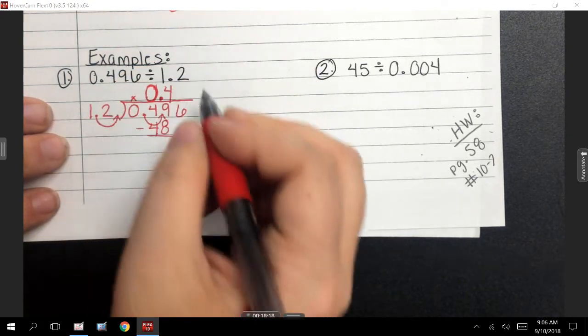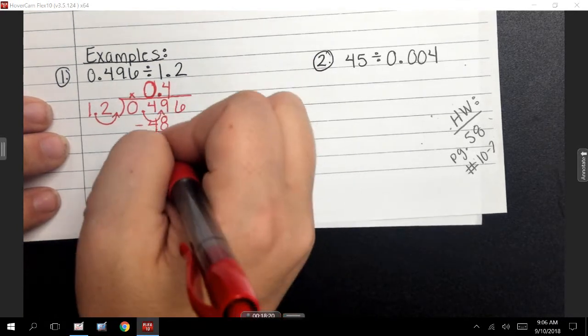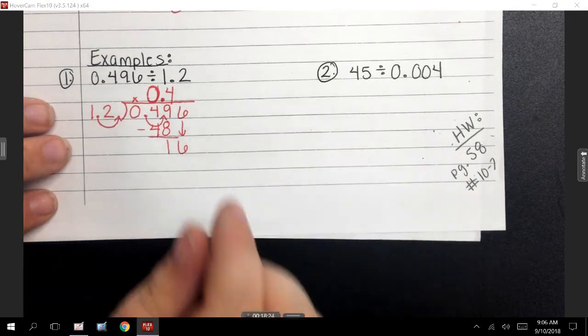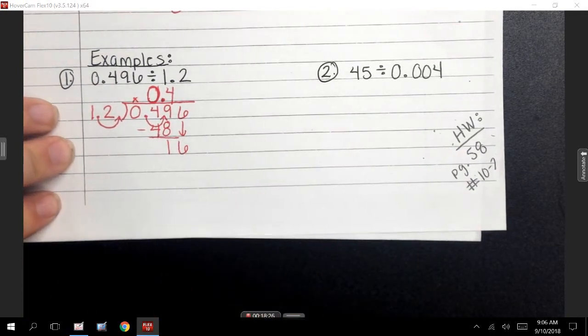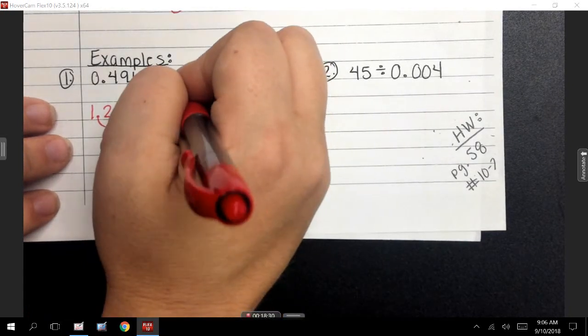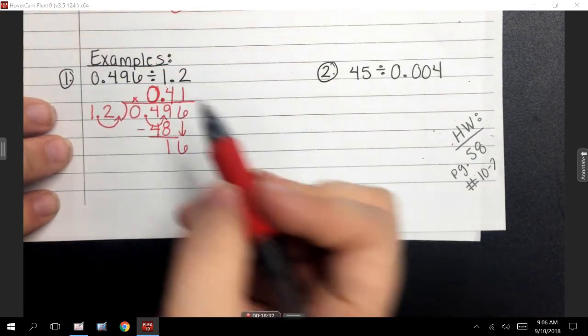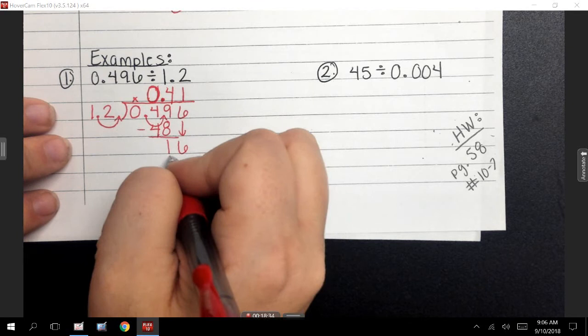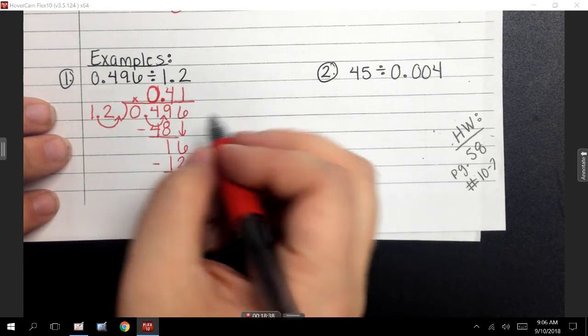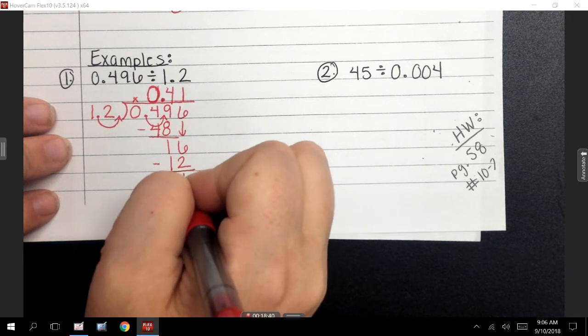So when I subtract, I get 1. And I'm going to bring down a 6. All right. How many times will 12 go into 16? Once. Okay. So I'm putting that 1 on top of the 6 from 16. 1 times 12 is 12. And then when I subtract, I get a 4.